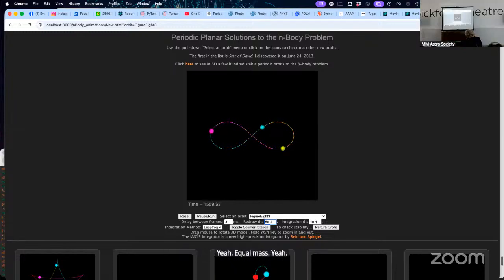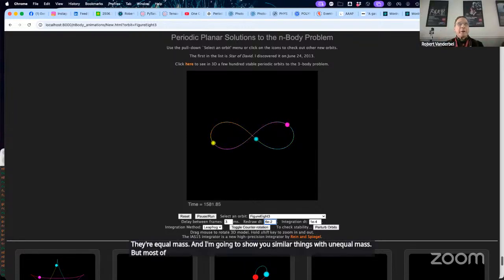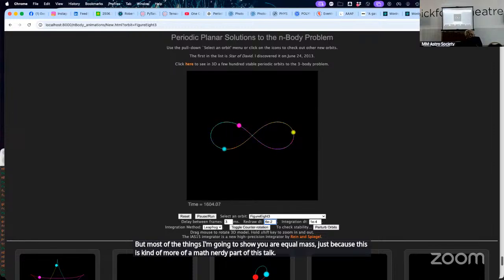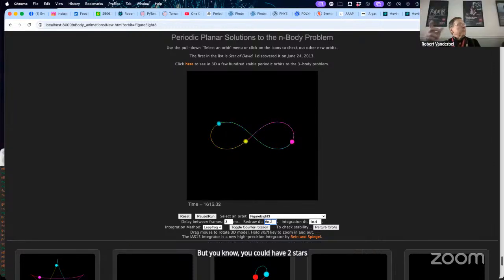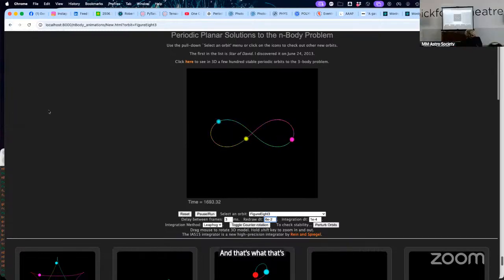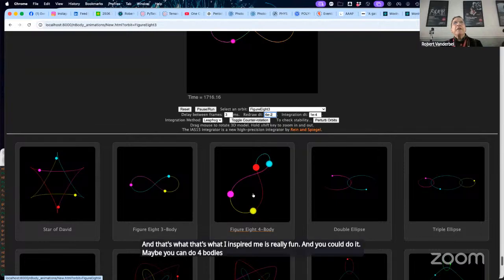They're equal mass. And I'm going to show you similar things with unequal mass, but most of the things I'm going to show you are equal mass, just because this is the more math nerdy part of this talk. But you could have 2 stars of very similar mass, or a tertiary system of stars which have about the same mass. They're not going to be exactly the same, so mathematically it's not going to be rigorous. But you could have a triple star system that does look like this, and that's what inspired me to think this is really fun. And maybe you can do 4 bodies, make a figure 8 with 4 bodies.